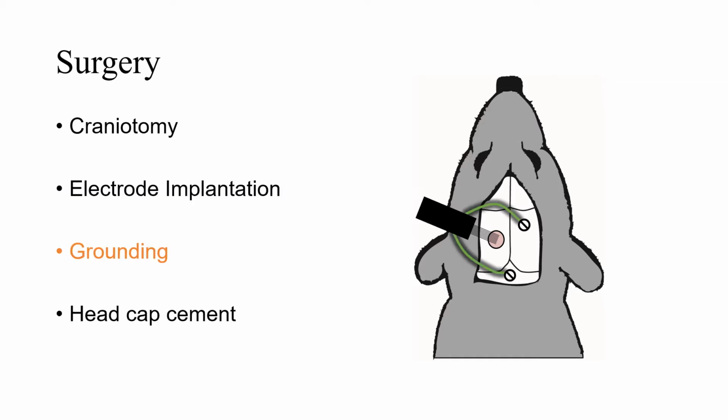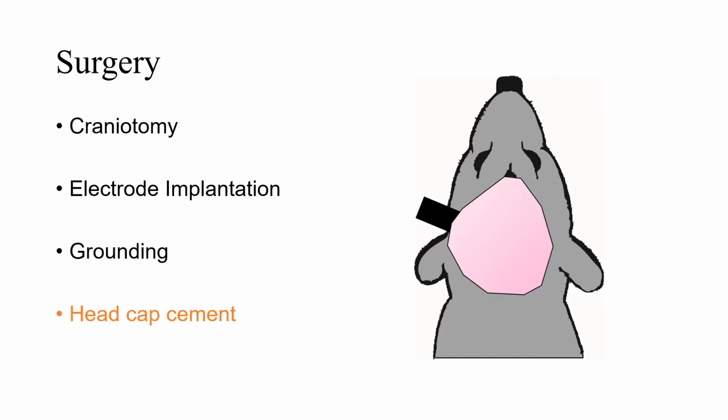After electrodes are lowered to the desired location, wires from the drive are connected to a screw or two in the skull to electrically ground the electrodes during recording. This can reduce electrical noise. Finally, surgery cement is applied to fill in the exposed area to seal it off and firmly hold all the parts in place.